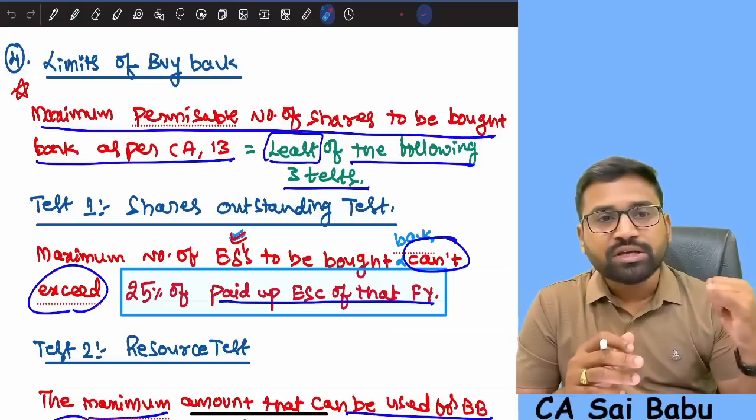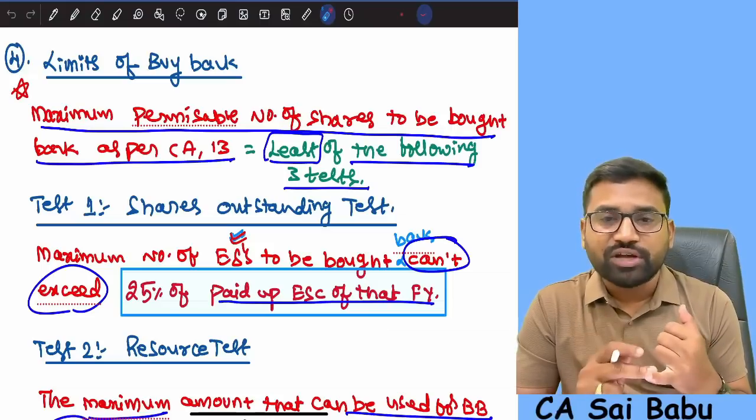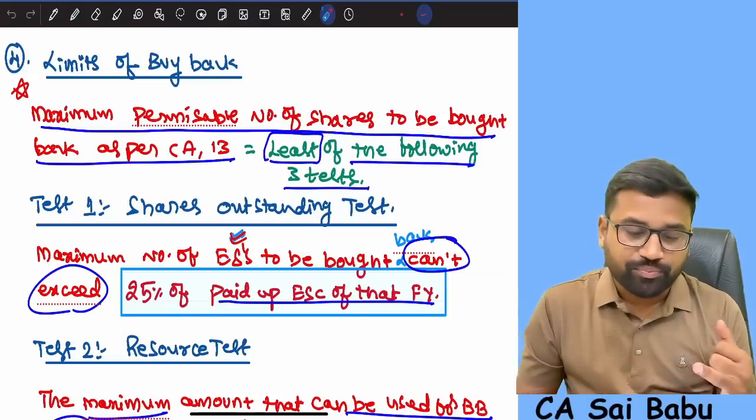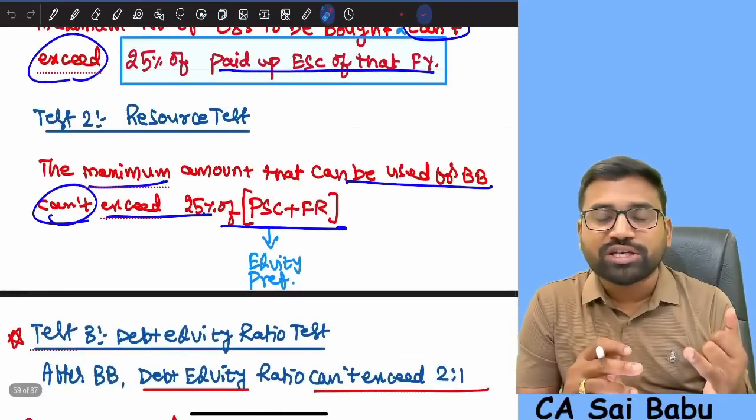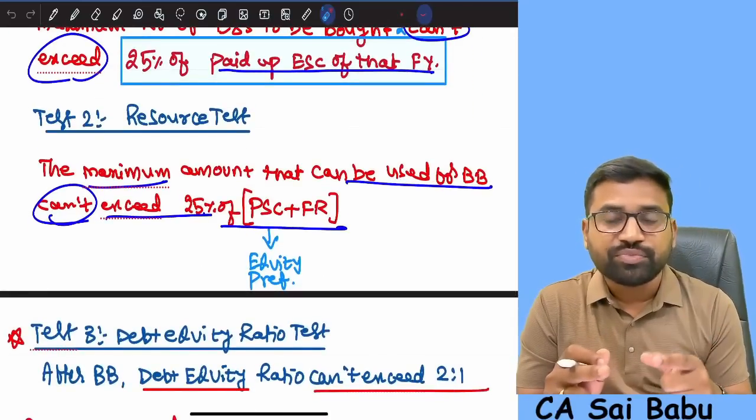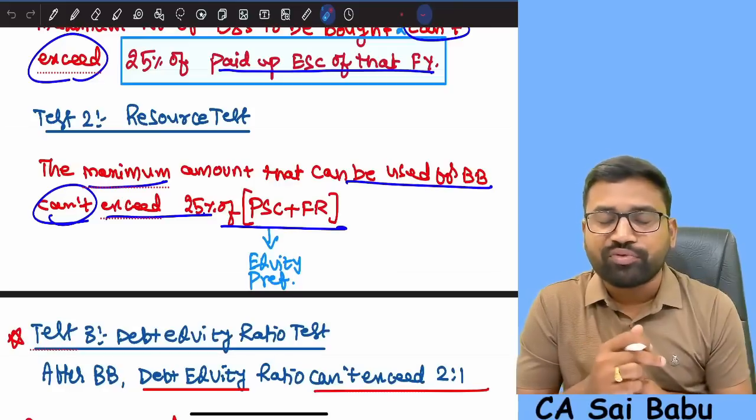First one is shares outstanding test. The maximum number of equity shares bought back cannot exceed 25% of the total paid up equity share capital of that financial year. Resource test. The maximum amount that can be used for buyback cannot exceed 25% of the paid up capital plus free resource. Here, free resource including securities premium we need to consider.